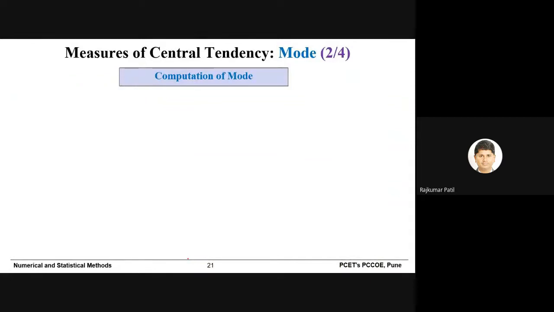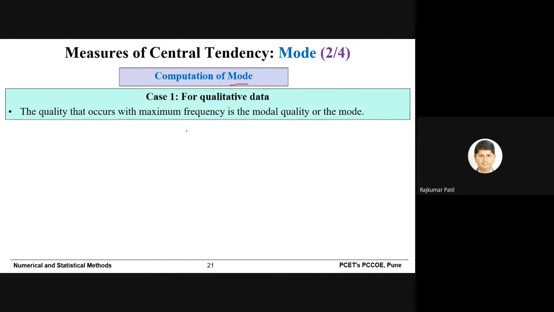Okay, now we will see how to calculate the mode. Case 1, for qualitative data. When the data is qualitative, we need to check the quality that occurs with maximum frequency, and that is called the modal value. For example, if good, better, best are the three options, and the maximum number of people choose best, then your modal value will be best.